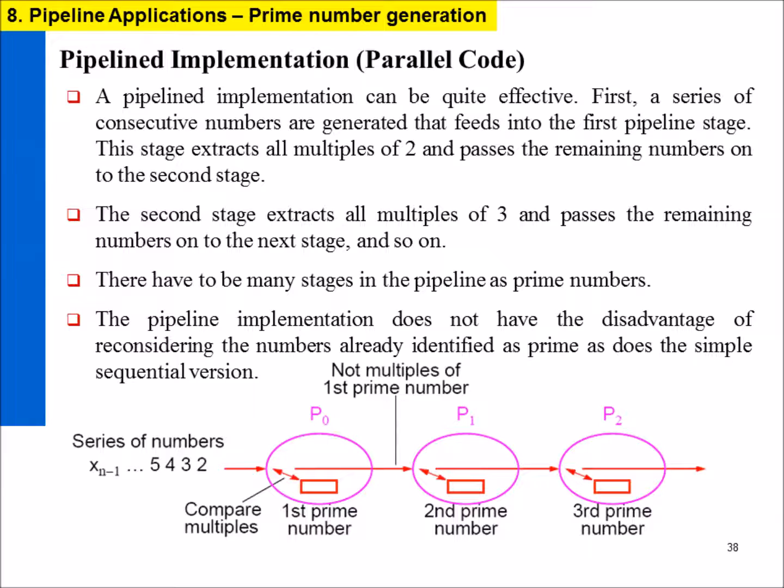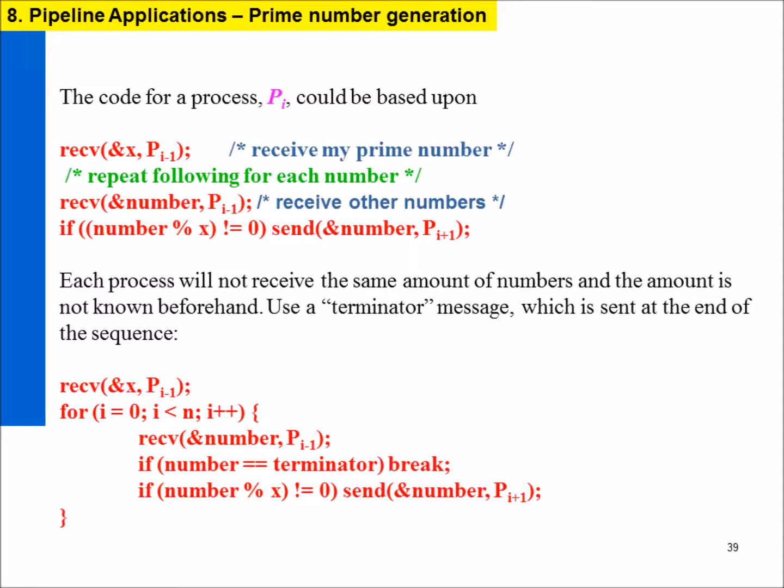There have to be as many stages in the pipeline as prime numbers, unless a block partition is used in which each process handles a group of numbers in the list. The pipeline implementation does not have the disadvantage of reconsidering numbers already identified as prime, as does the simple sequential version. So how do we do the code?